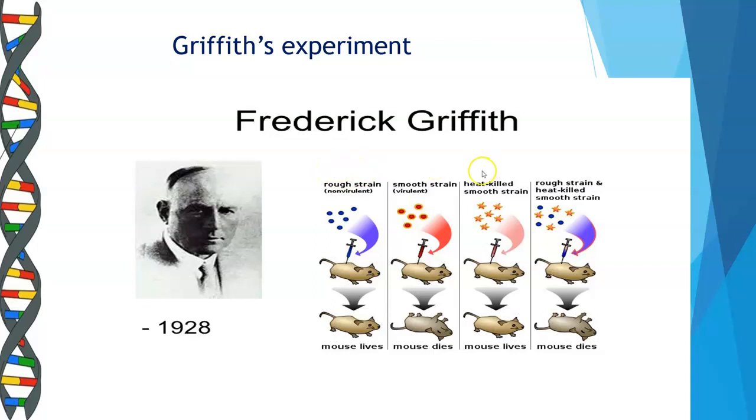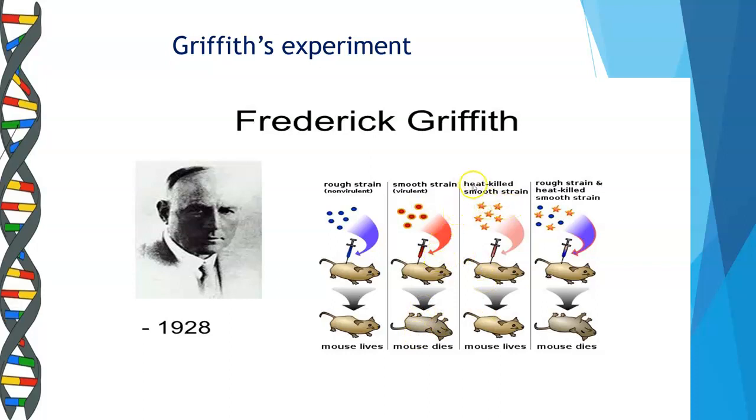Griffith conducted four experiments on these bacteria. I have put the experiment in graphical form in front of you. In the first experiment, he took the rough strain and injected it into healthy mice. The mice survived. In the second experiment, he injected the smooth strain, that is the virulent strain, into the mice. The mice developed infection and died.